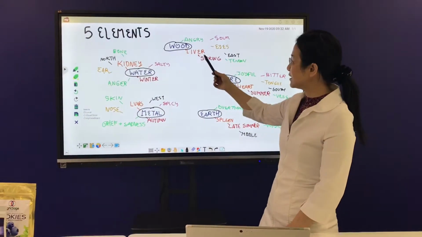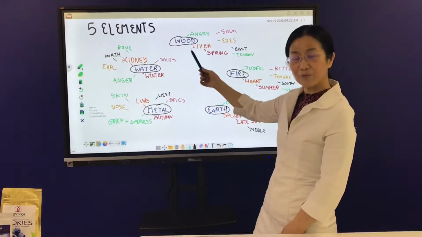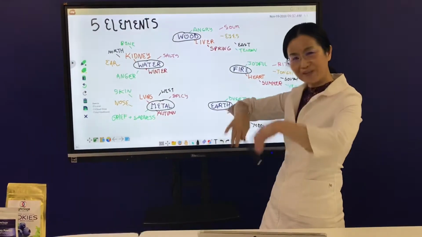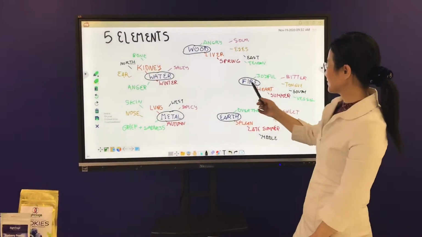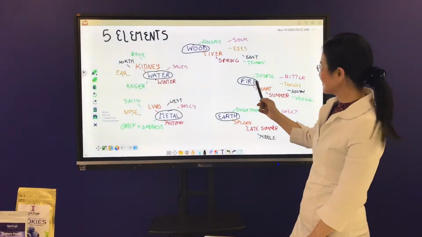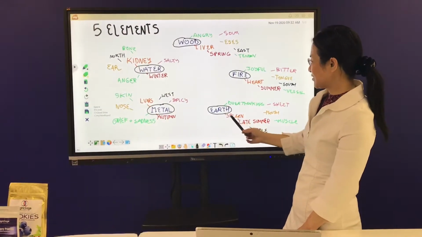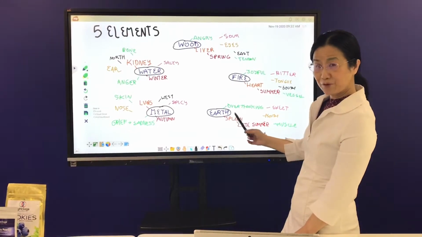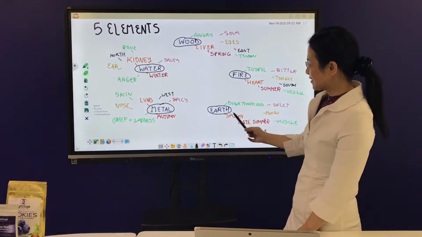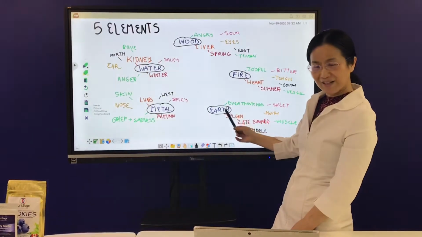Like the liver, it's closer to the wood. It's functioning more like wood. It's growing and smooth, right? And the heart, like the fire, gives you energy, right? And the spleen, so earth. The spleen is where we digest and absorb the food. Like the earth could endure everything and produce everything on earth.